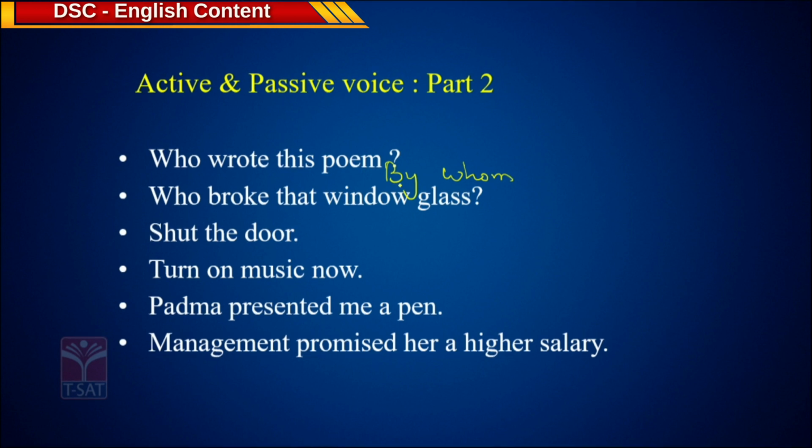Who wrote this poem? This is an interrogative sentence, and we are asked to change it from active into passive voice. In such cases, you have to begin the answer with by whom this poem was written. Similarly, try for the next one.